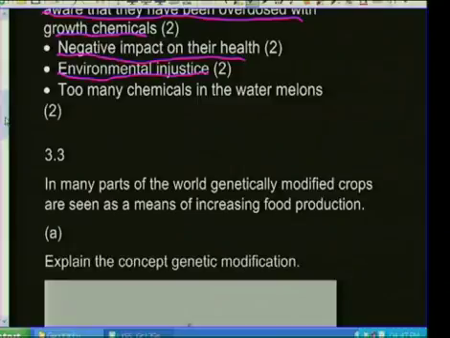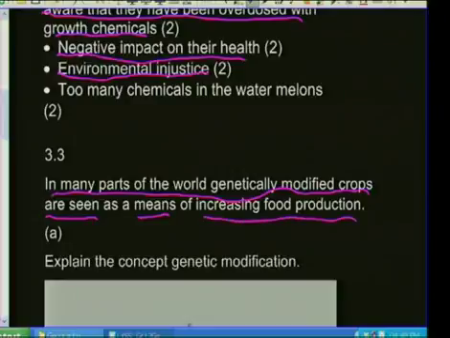Genetic modification. In many parts of the world, genetically modified crops are seen as a means of increasing food production. Explain the concept, genetic modification. Learners, I know throughout my years, when I've done these shows, I've emphasized, please know your exam guidelines. You must review it. I have learners also when I tell them, you review the guideline and you check if anything is not covered.